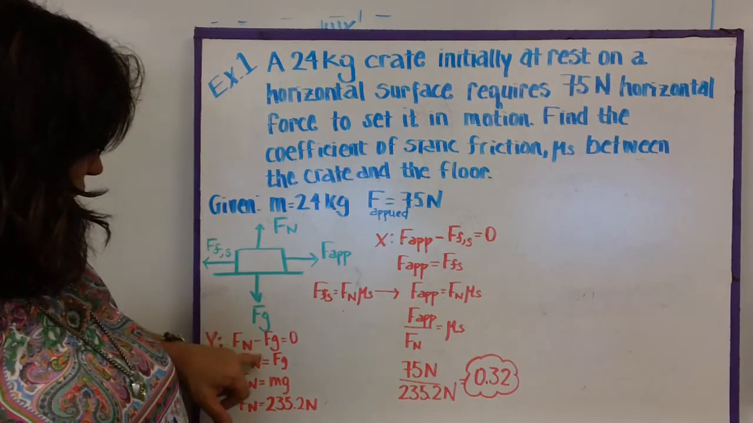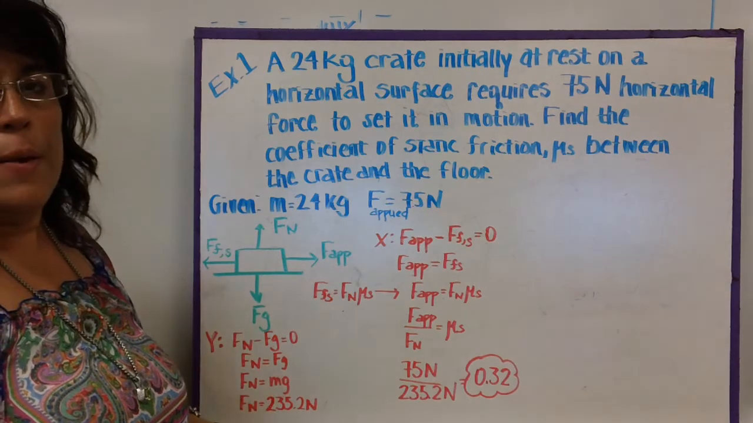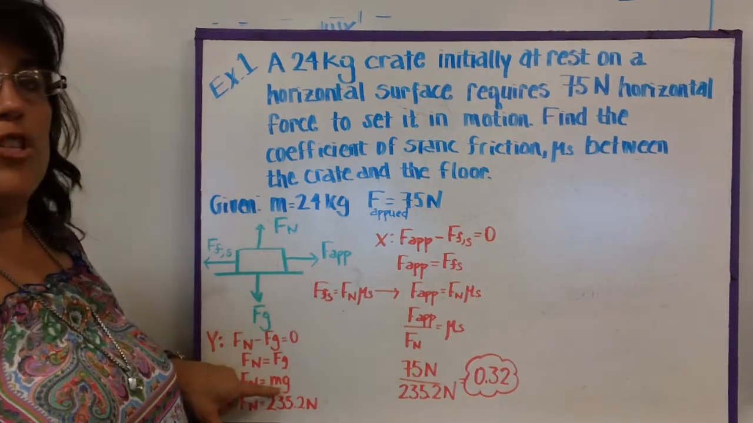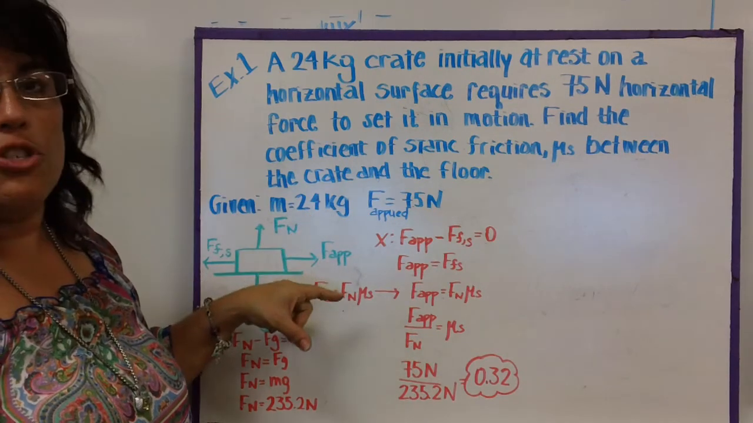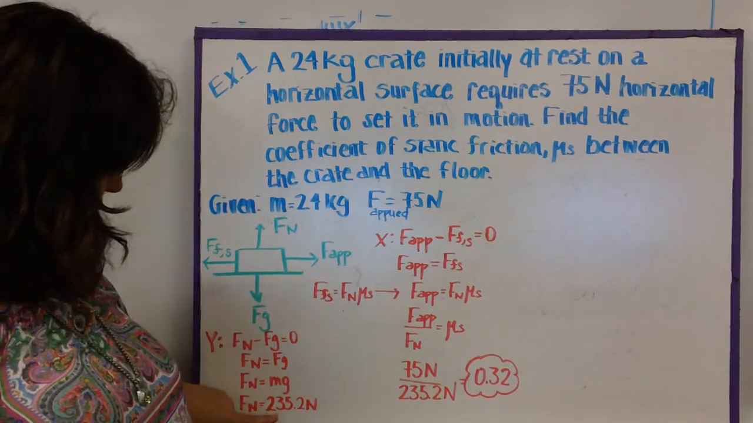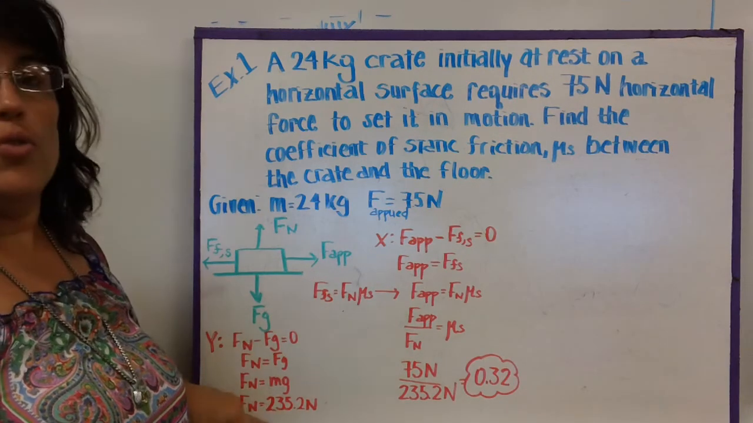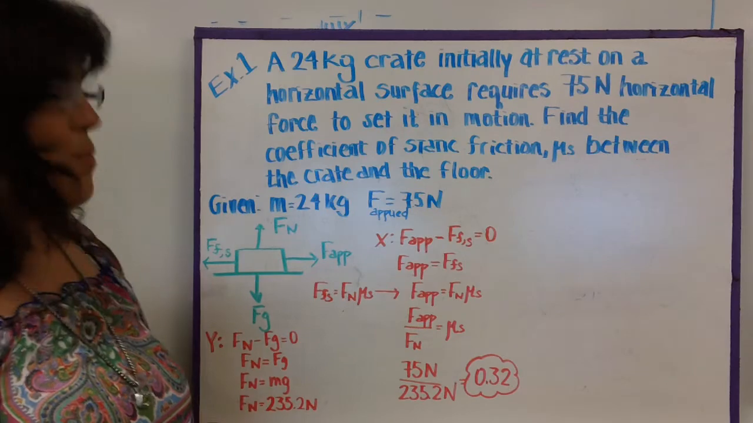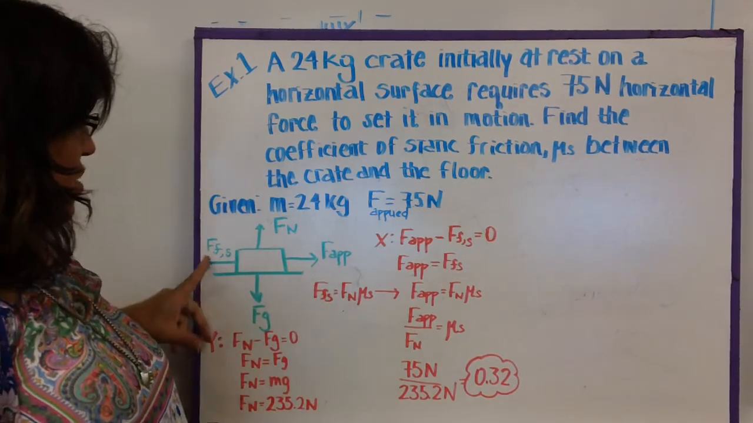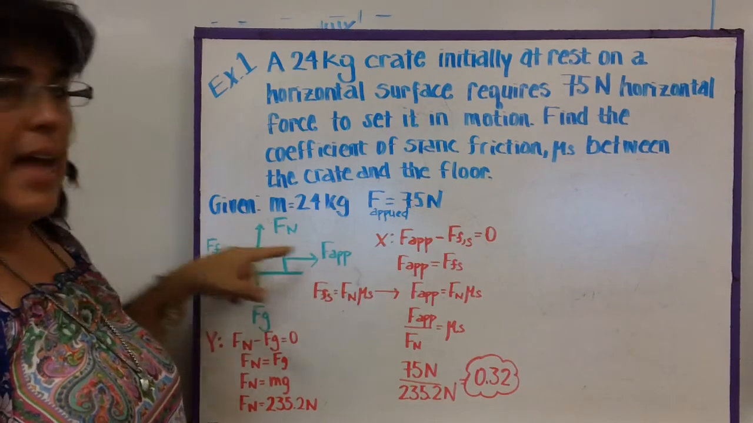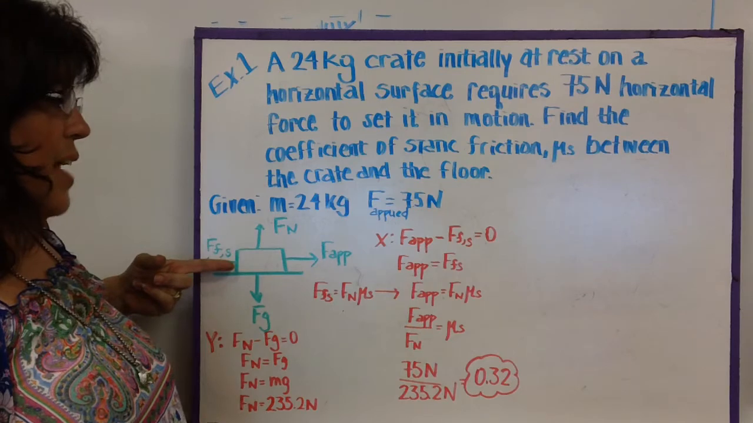So we can bring the Fg to the other side, and we know that the normal force equals Fg. Fg equals mg, so I multiply m, 24 kilograms, times g, 9.8, and I end up with the normal force being 235.2 newtons. I'm going to hold that for right now, and now I'm going to do the exact same thing in the x direction. The only two forces along the x-axis are my applied force and my static frictional force.